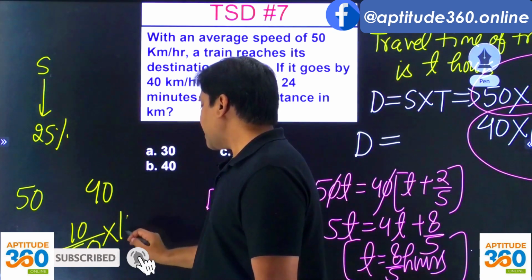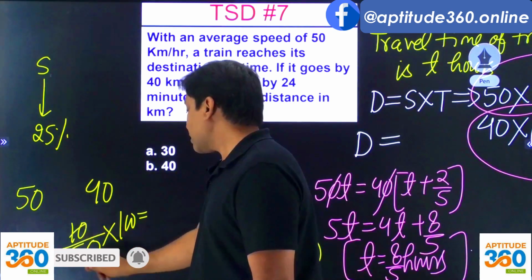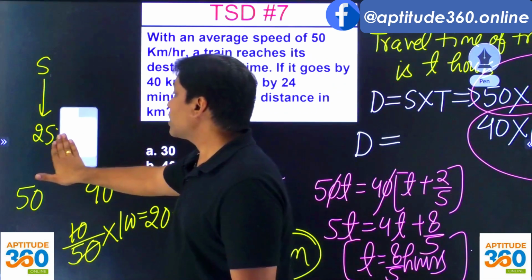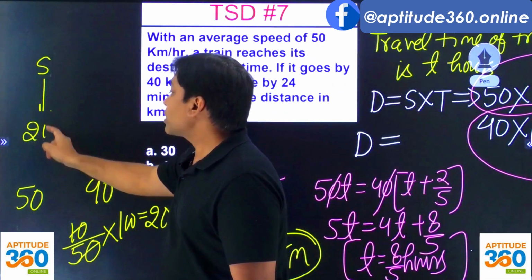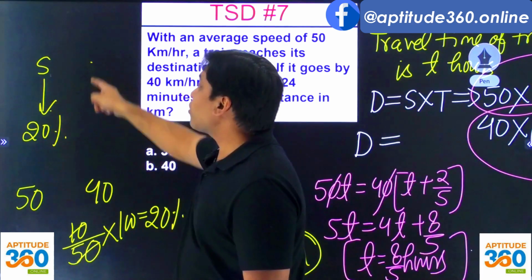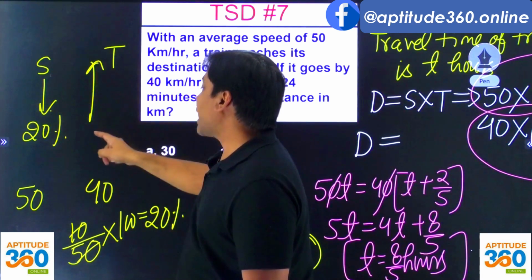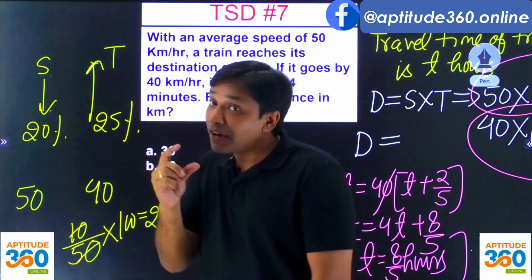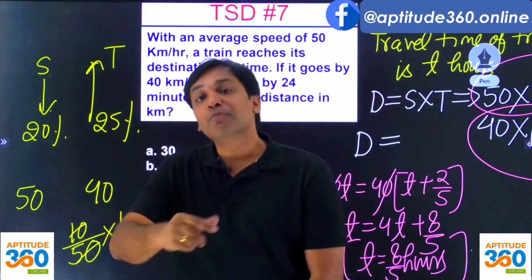सो इफ यू मल्टीप्लाई दिस विद दिस, so don't you think this is going down by 20%? It's not going down by 25%. Rather, the speed is going down by 20%. And if the speed is going down by 20%, obviously time is going to increase by 25%. अब ये 25% क्यों हुआ? For that you should be watching that video.